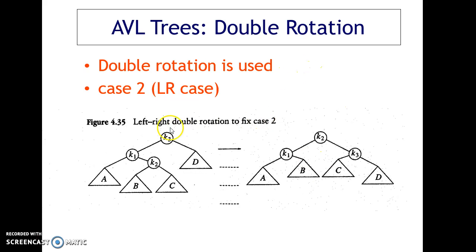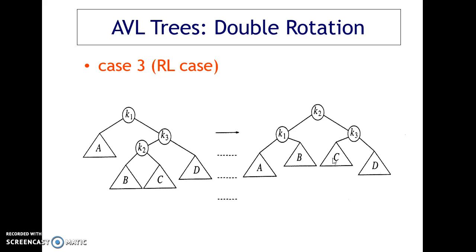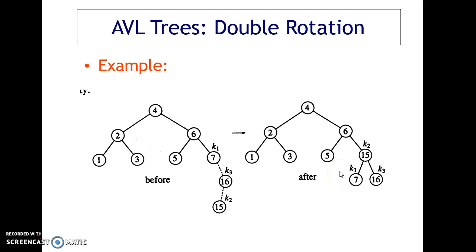This is the general case. Suppose I am inserting a new node here. So I have to rotate like this. This is a general case: suppose I am inserting a new node into the right subtree of the left child. So this is the general case, and now here is an example.